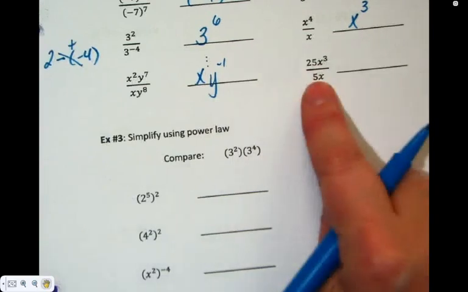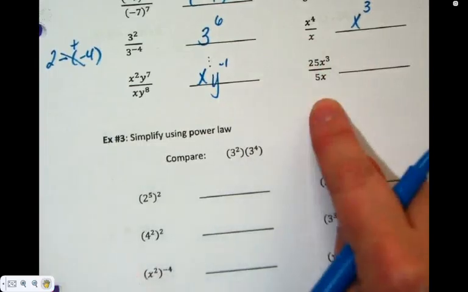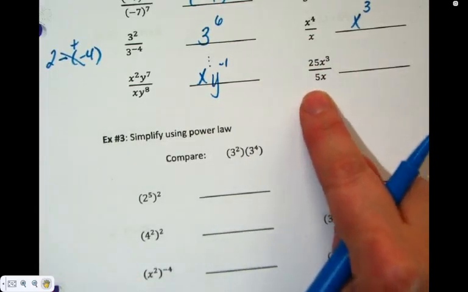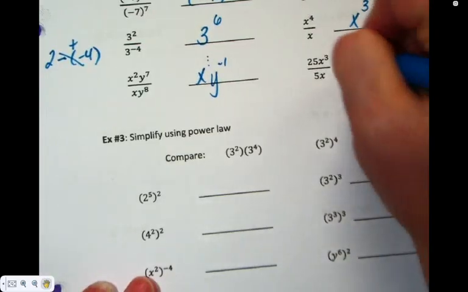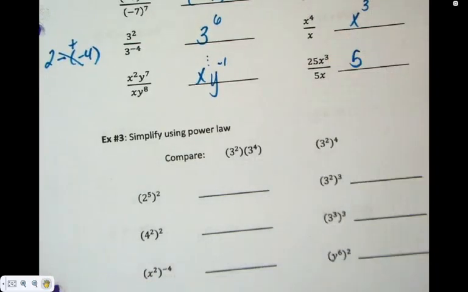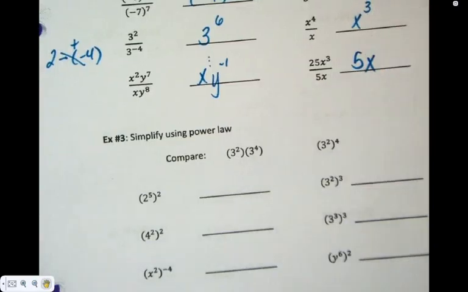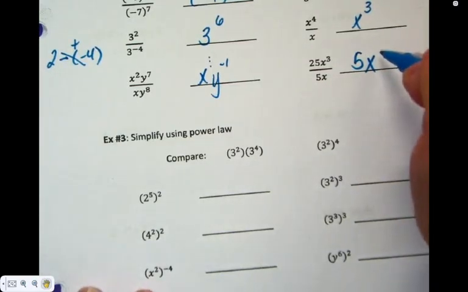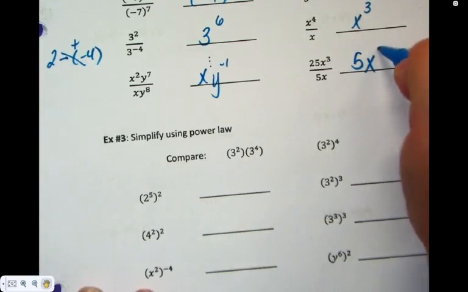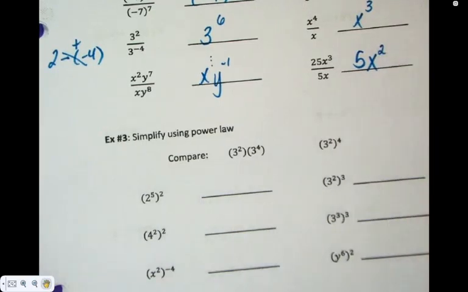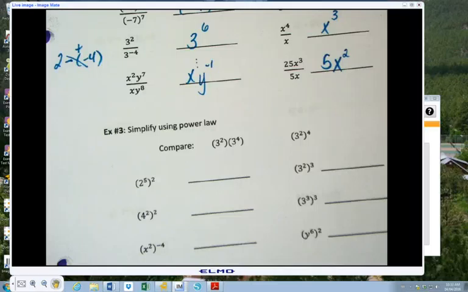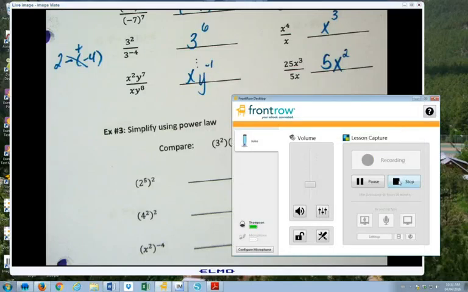Yeah, good question. Here we've thrown in some coefficients. So this is just like unit 2, coefficients we do separately. So what's 25 divided by 5? So no exponent law there, that's just a straight up division. The exponent law now comes with the x's. X to the 3 over x gives me x squared. Because they're coefficients.